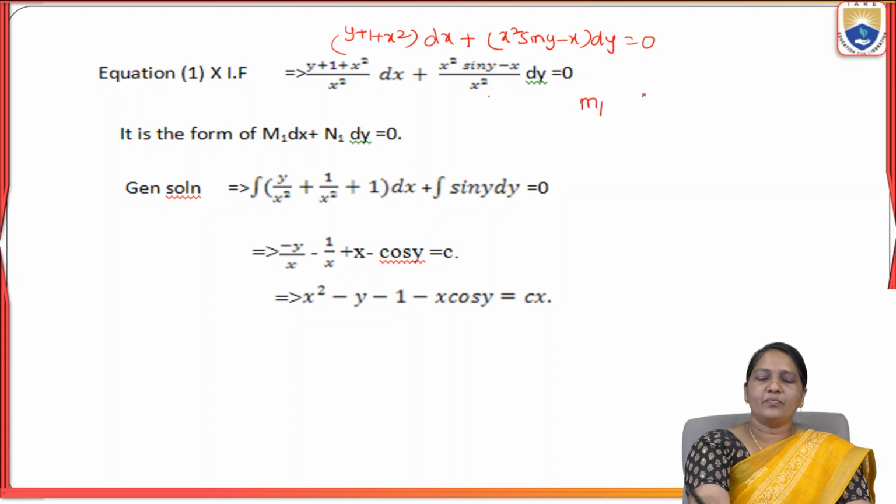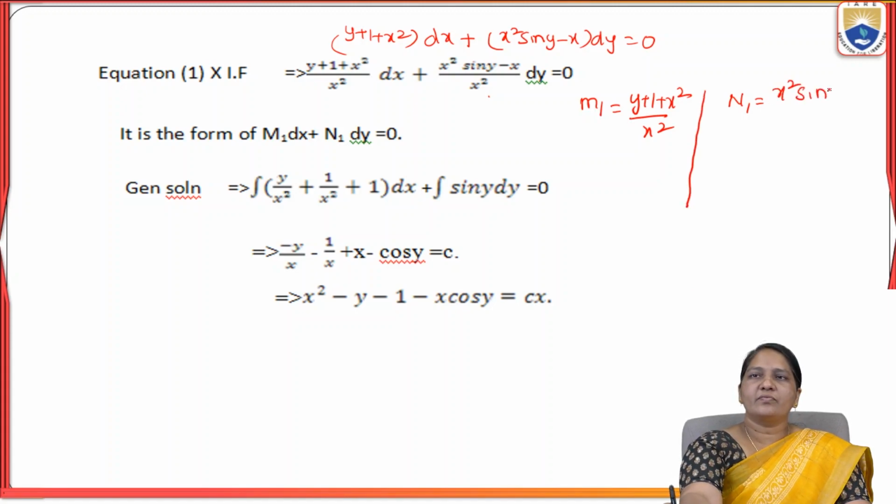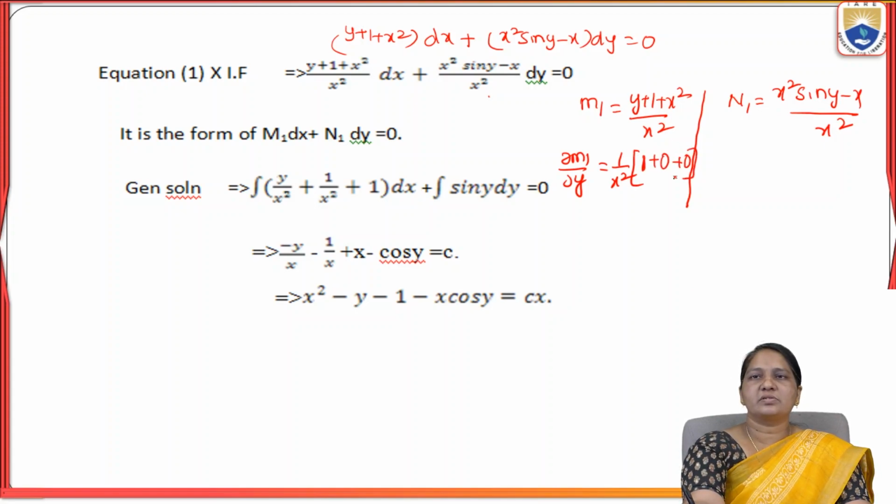So now we got M1 and N1. These are the new M and new N values. So what is the new M1 value? (y plus 1 plus x square) by x square. And what about the N1 value? (x square sin y minus x) by x square. So now we are going to calculate dou M1 by dou y. With respect to y we are doing, x is the constant. So here 1 by x square is the constant and y derivative is 1. Plus 1 is constant and x square also constant, 0. So finally we got 1 by x square.